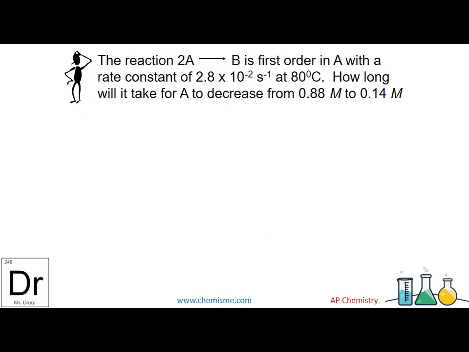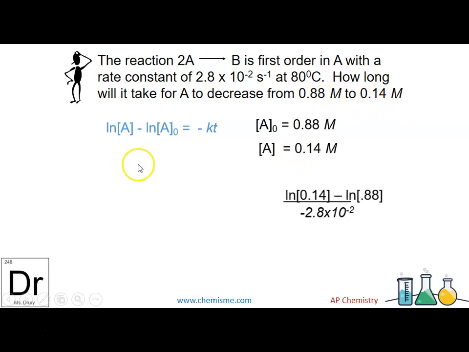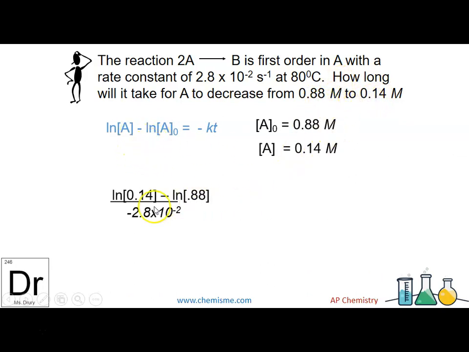So we wanted to know how long it takes now, the time. And so what we could do is plug it into this equation, knowing it's a first order reaction. You have to make sure you're doing the final condition minus the initial. So the final condition is 0.14 and the initial is 0.88. Make sure you're plugging those in the correct order. And then we're going to divide by negative k to get t alone. So the negative k was negative 2.8 times 10 to the minus 2, so make sure you have that negative in there. And that gives you the time as 66 seconds. Notice the k was in per seconds, and that's why our time is in seconds. So it's telling us how quickly the concentration is going to change.